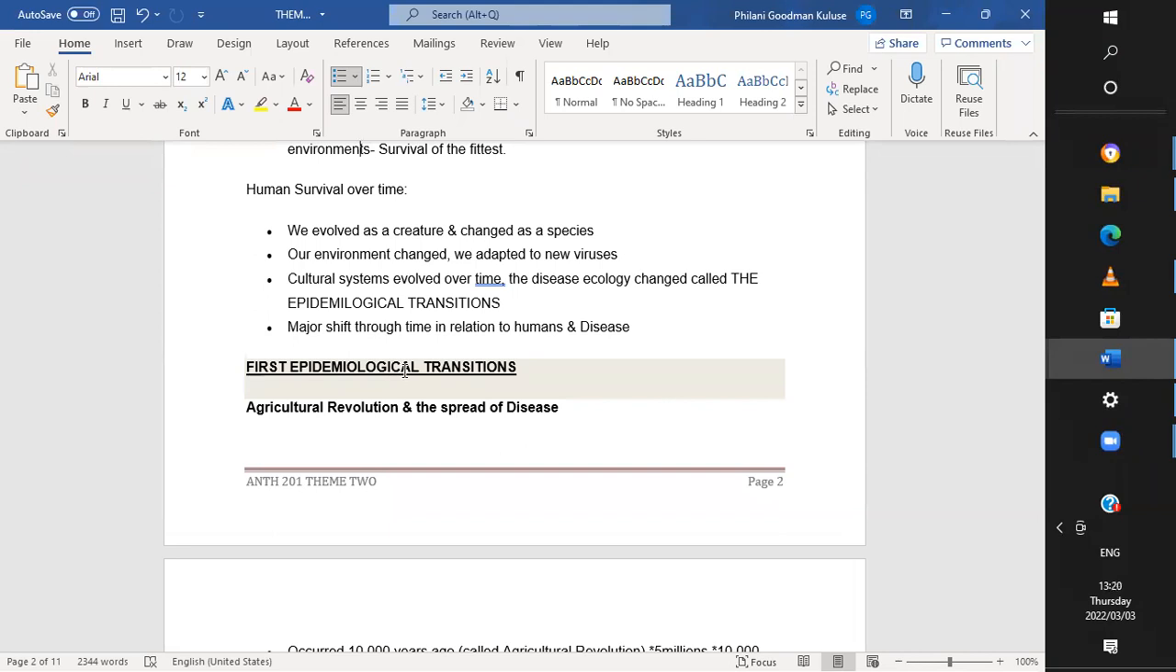Cultural systems evolve over time. That is this ecology change called the epidemiological transition. So we're looking at the epidemiological transitions today, because they are linked to cultural, scientific, and social elements. They link to the transitional period of humans, to adaptational requirements, and to illness and diseases that are affecting humans, which is what medical anthropology is about: understanding and improving the ideas and the norms around illness and disease, trying to change people's values.